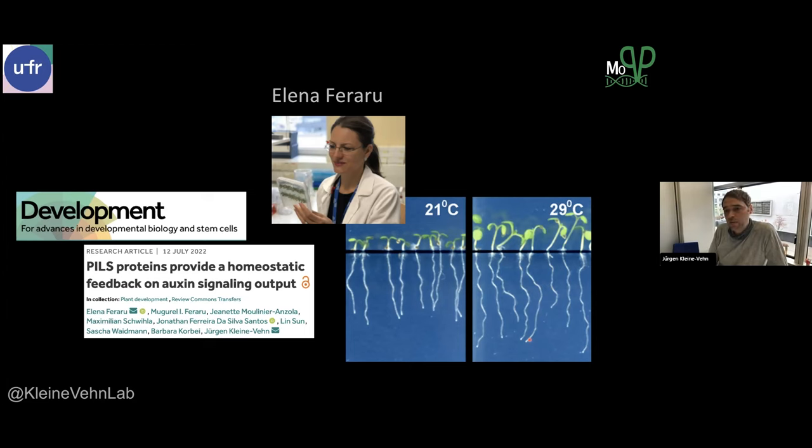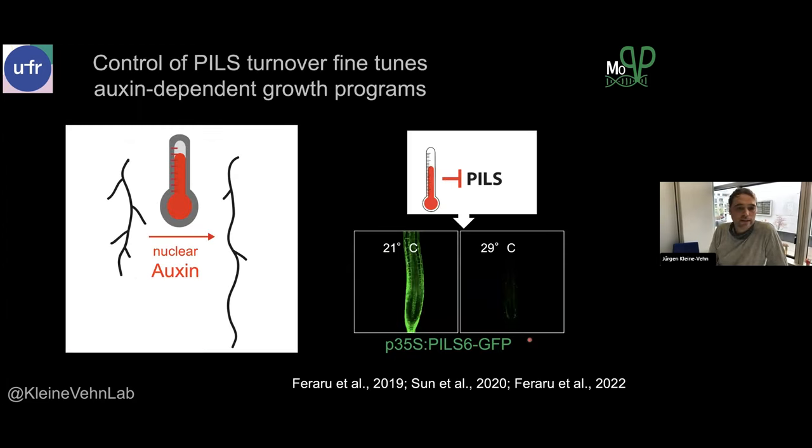And there were papers before that were saying that this is not related to auxin, but actually she could show that it is related to auxin. It just follows a very different mechanism than what was known before. So auxin is required in order to push this growth in roots. And she could pinpoint this to a molecular response.